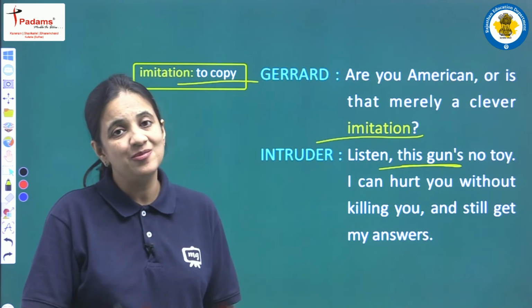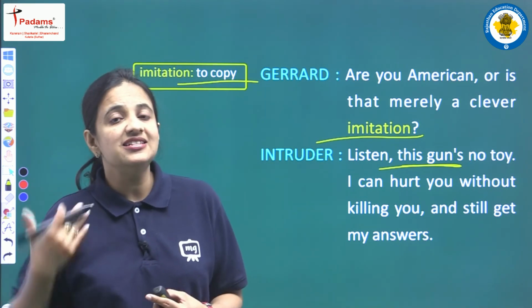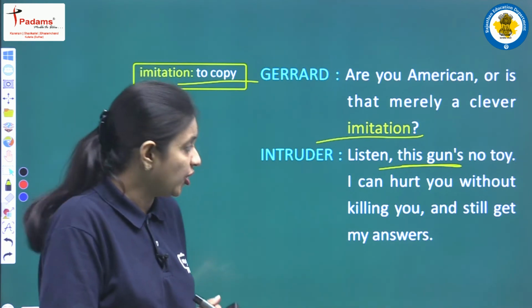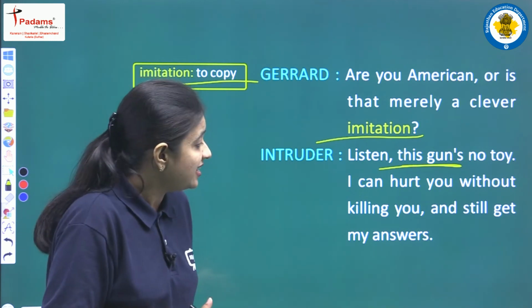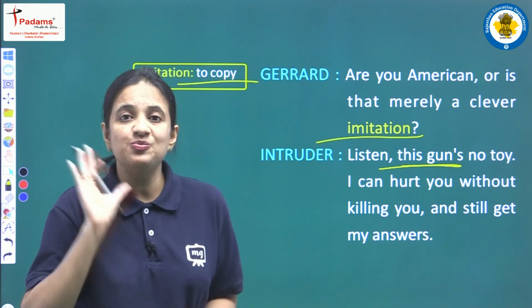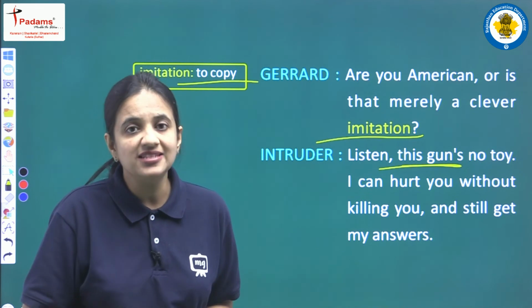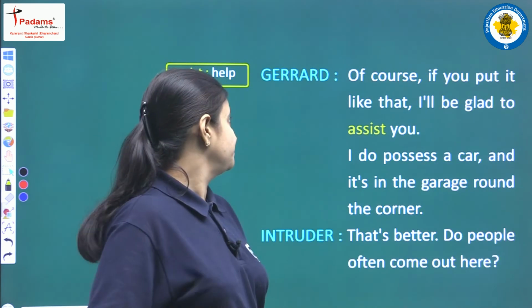So the intruder is saying that he is holding a real gun, not a toy, and he can hurt you without killing you, and then he can get all his answers. So just be careful, don't play wise, just answer my questions.